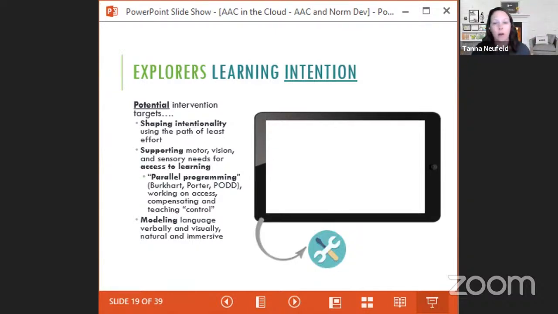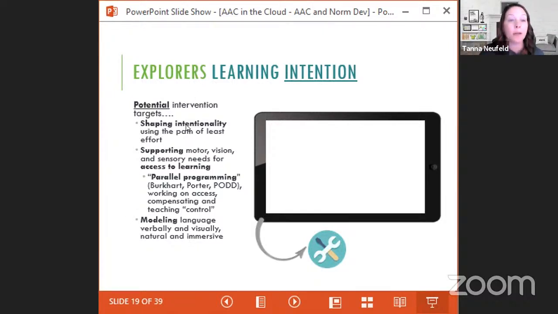But let's take a minute to talk about an explorer, an emerging communicator that's learning intention. Here are some potential intervention targets that we might want to use, based on what we know about typical communication development. We're going to shape intentionality. That's the key. And we're going to use the least effortful path. So this doesn't mean we have to shape intentionality through symbol use. It may be most developmentally appropriate to shape intentionality through non-conventional, non-symbolic means, just like early infancy, and then eventually through conventional means, more conventional gestures, and then eventually moving to symbols. But we know we need to shape intentionality.